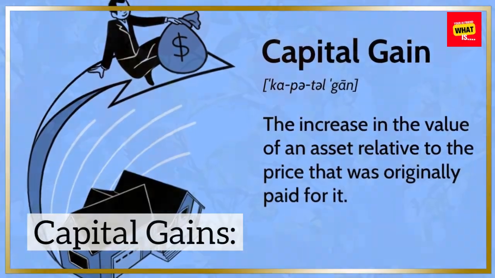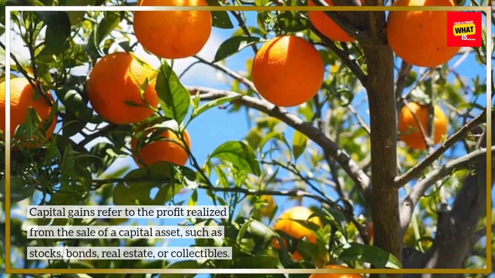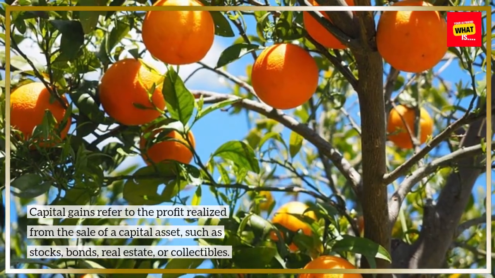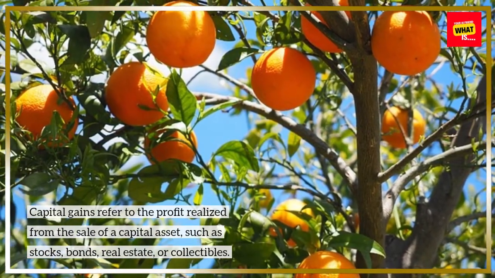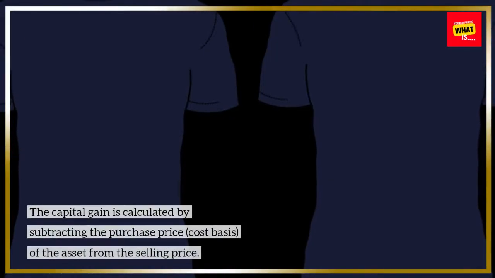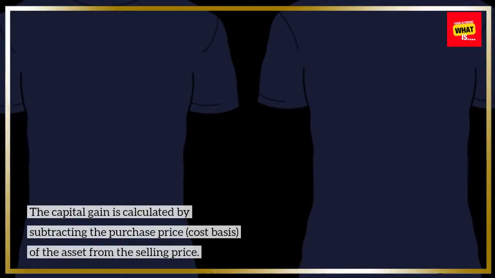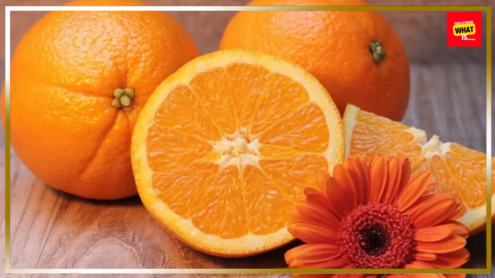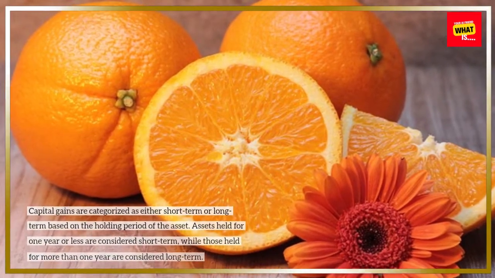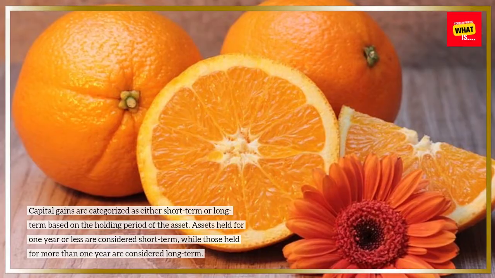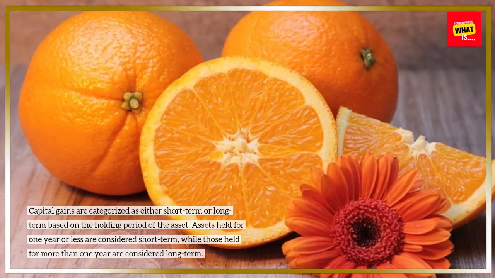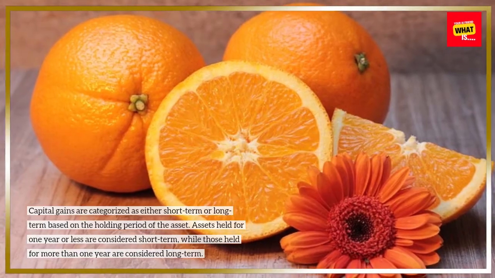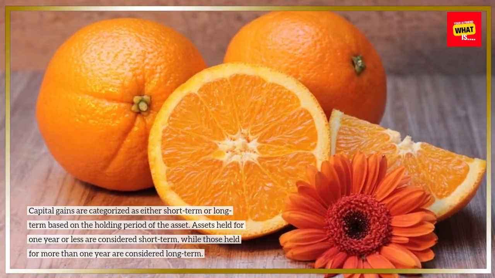Capital gains. Capital gains refer to the profit realized from the sale of a capital asset, such as stocks, bonds, real estate, or collectibles. The capital gain is calculated by subtracting the purchase price, cost basis, of the asset from the selling price. Capital gains are categorized as either short-term or long-term based on the holding period of the asset. Assets held for 1 year or less are considered short-term, while those held for more than 1 year are considered long-term.